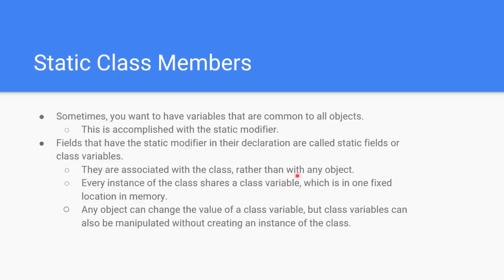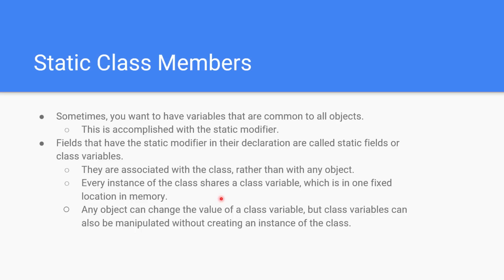But sometimes you might want to have the variables have common objects, and this would be accomplished by a static modifier. So you would have all of the objects sharing common data. So the fields that have the static modifier in their declaration are also called static fields or class variables. You'll hear a lot. And these, again, are associated with the class rather than the individual objects.